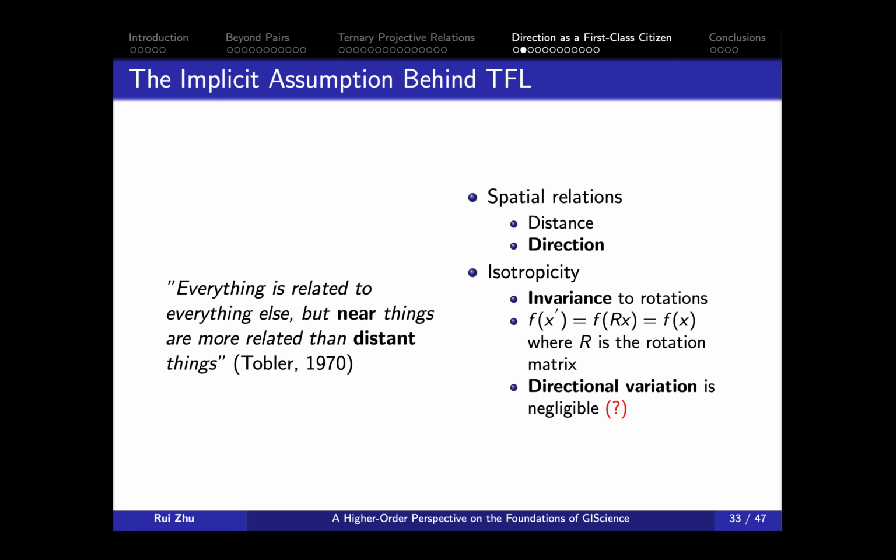However, when we quantitatively measure spatial relations between locations, there are two essential components: distance and direction. However, the first law only focuses on distance, as the words near and distant indicate here. Therefore, this law implicitly has an isotropicity assumption, and by isotropicity here, I mean the invariance to rotations. Put differently, this law assumes the directional variation is negligible, but is it really an appropriate assumption? That's our question.